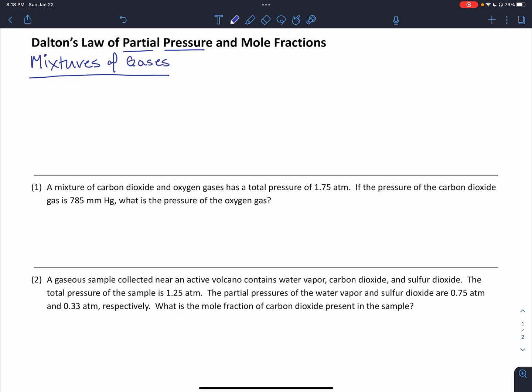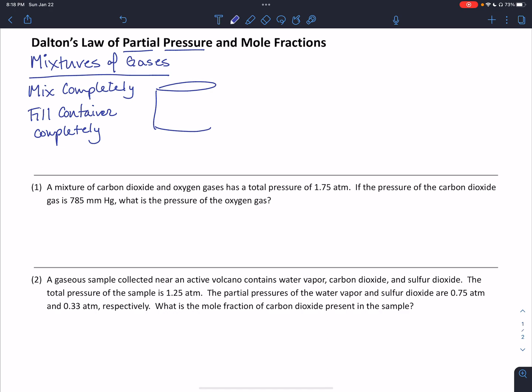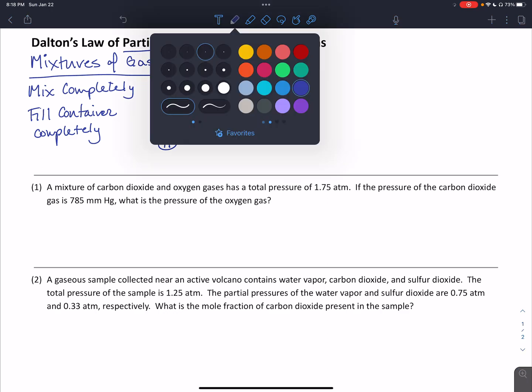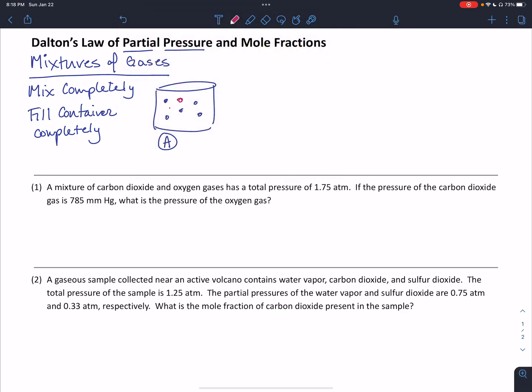Gases, as one of their general properties, mix completely when given the opportunity and will fill their container completely as well. So what does that really mean? If I have a container, and in this container I have a blue gas, which I'm going to call gas A, and then in addition, let's go red, I have a red gas, which I'm going to call gas B. There's not going to be any area of that container where it's all A, or an area of the container where it's all B. Those particles A and B mix completely and fill the entire container.